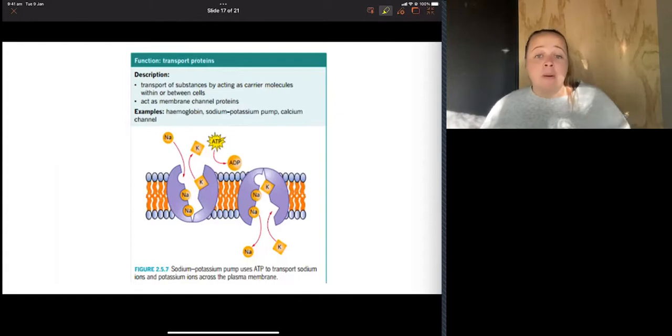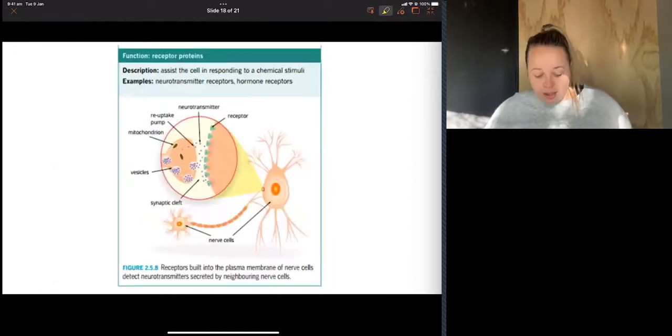We've got transport proteins. You've come across these when you've done your plasma membrane revision. So transport proteins, membrane channel proteins like carrier proteins or channel proteins that aid with facilitated diffusion and active transport as well. So all of those are proteins.